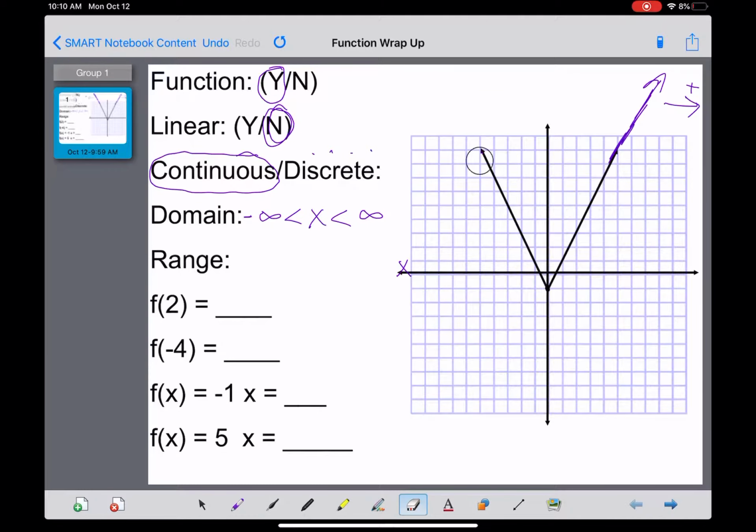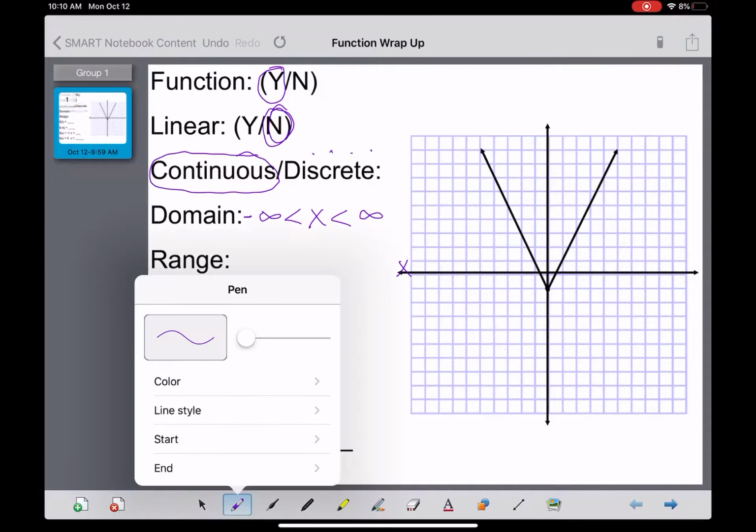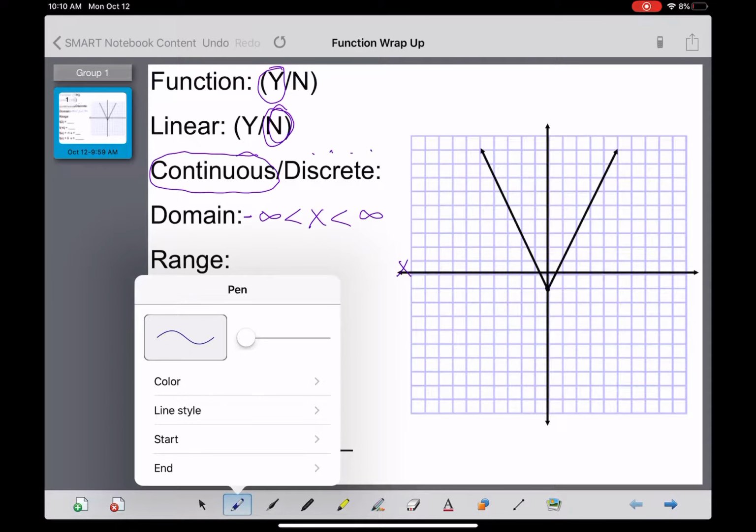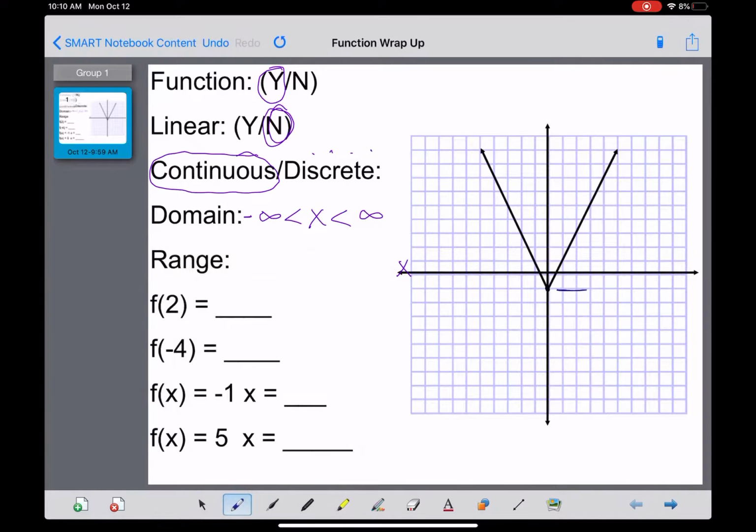The range is our y value, so I want to see how low to how high my graph goes. The lowest point we can actually mark, because it goes all the way down to here. So our lowest point looks like it's at -1, and the arrows indicate that it's going to go up forever. So when I write this as a range, I'm going to go from -1 to positive infinity.